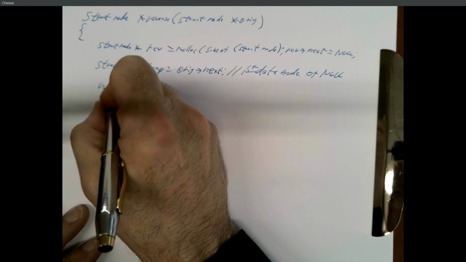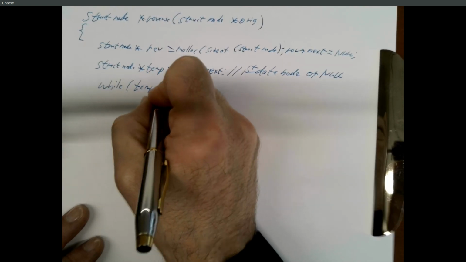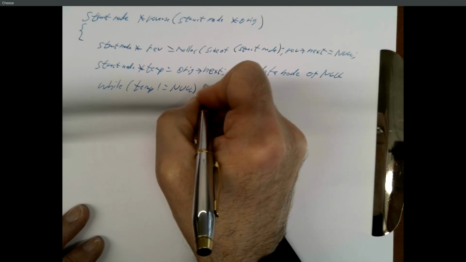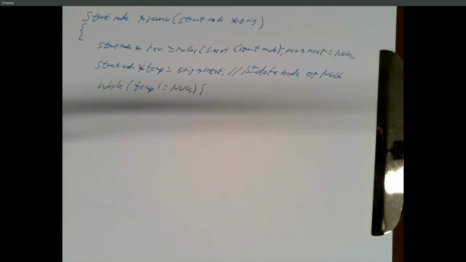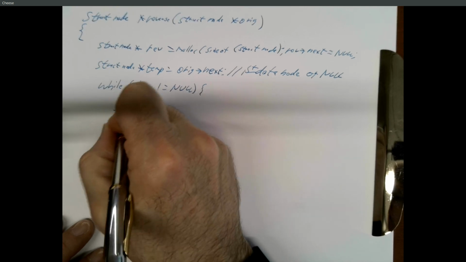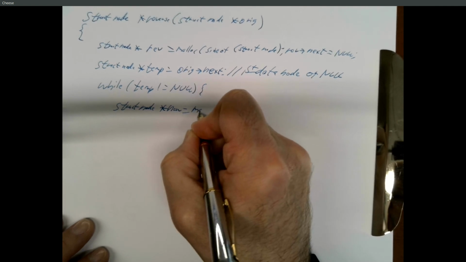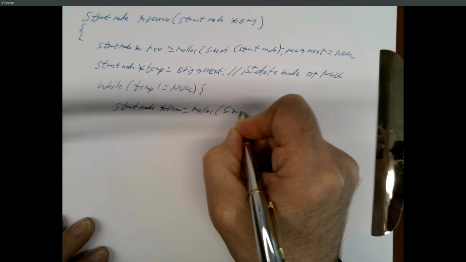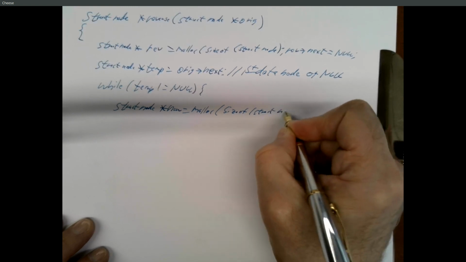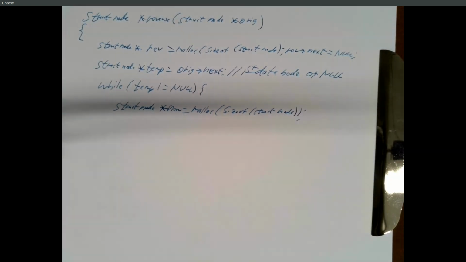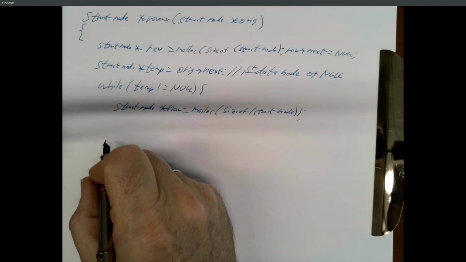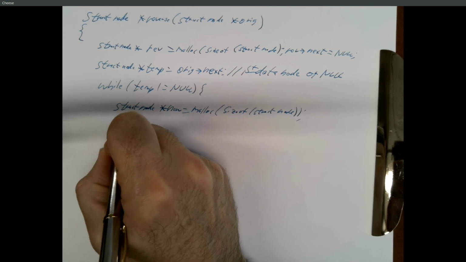And then iterate while that's not null. So if temp is not null, temp is the next node in our original list. Let's make a new node with the same data value and put that into our new list. So struct node new equals malloc. And then set the data field.